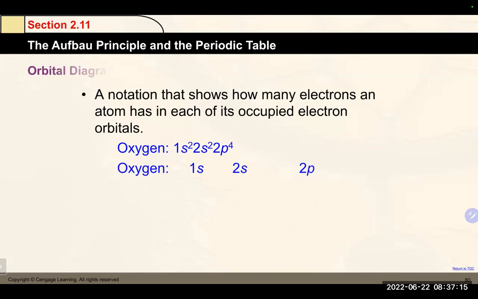We obviously did our orbital diagrams and stuff like that, as we saw here. Any questions on any of that? Electron configuration, orbital diagrams, all that kind of stuff.